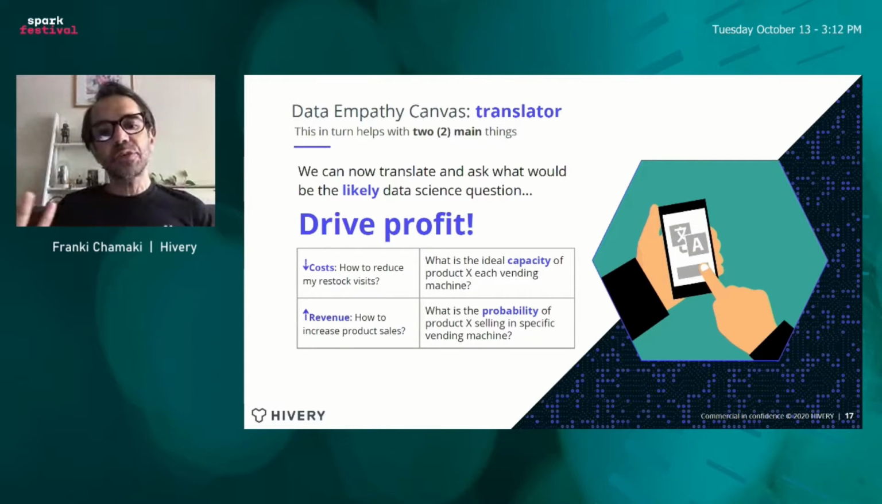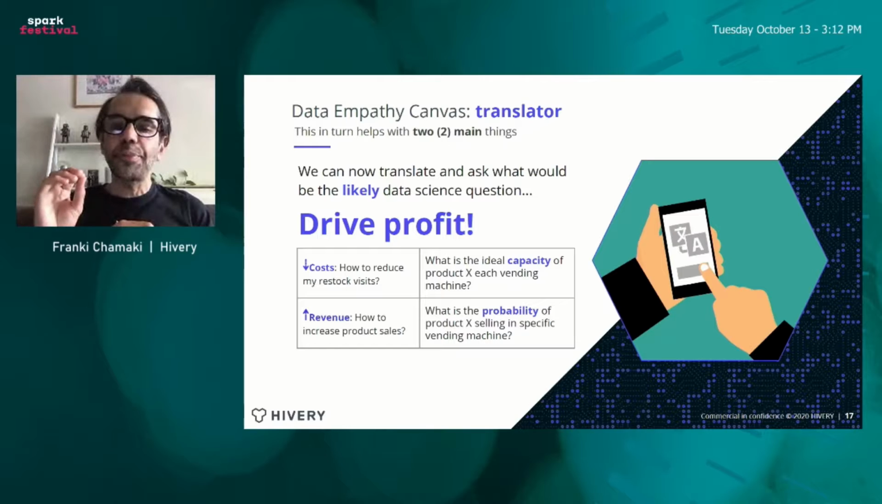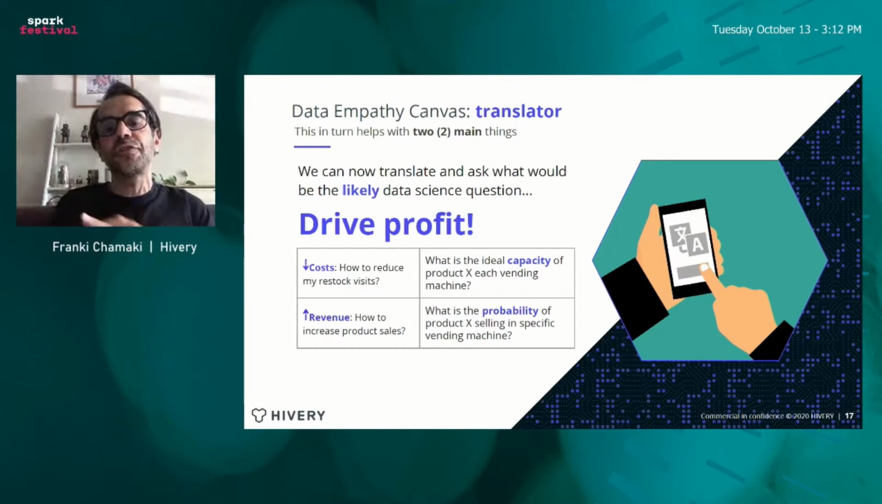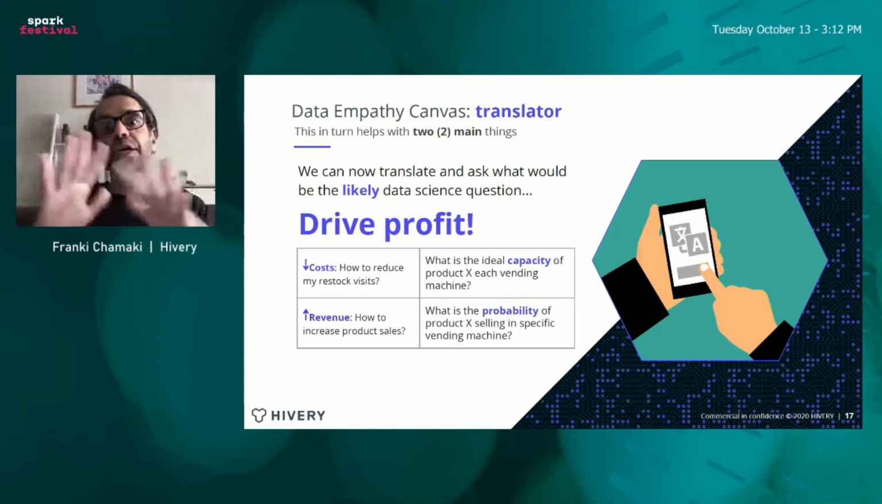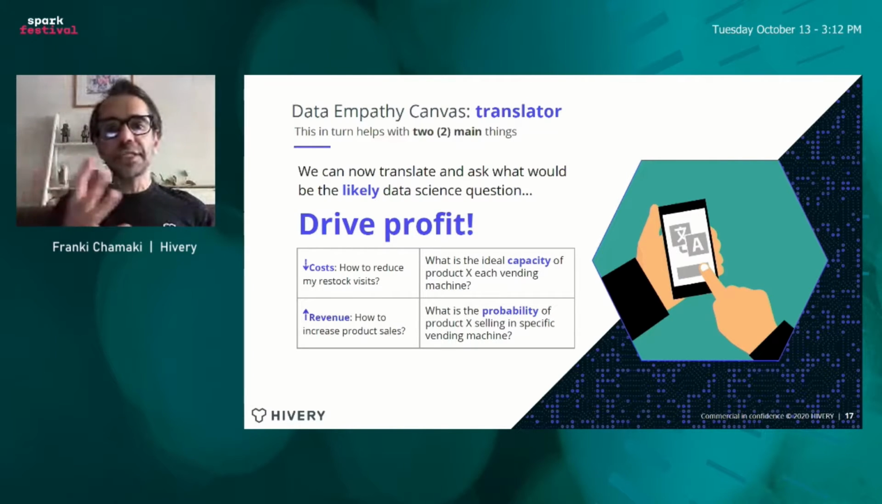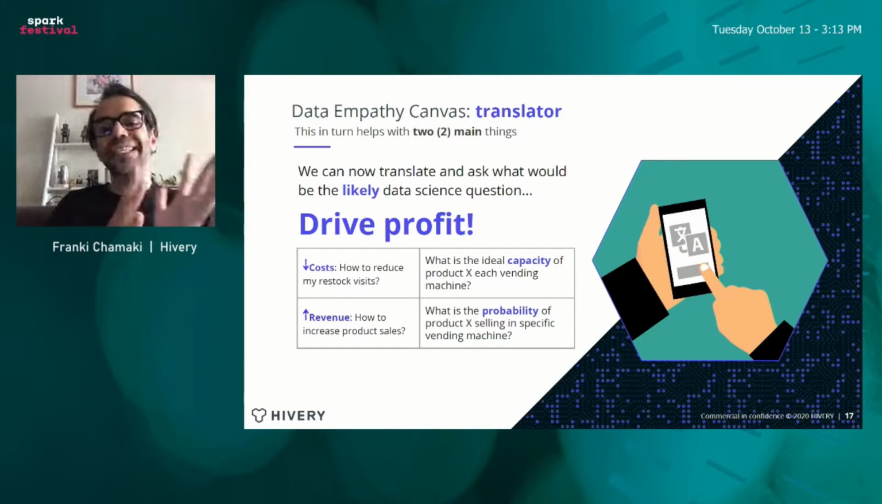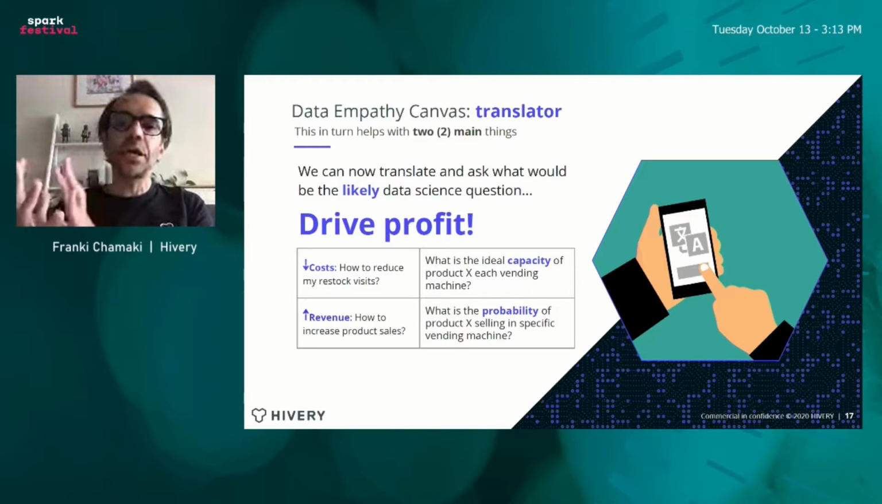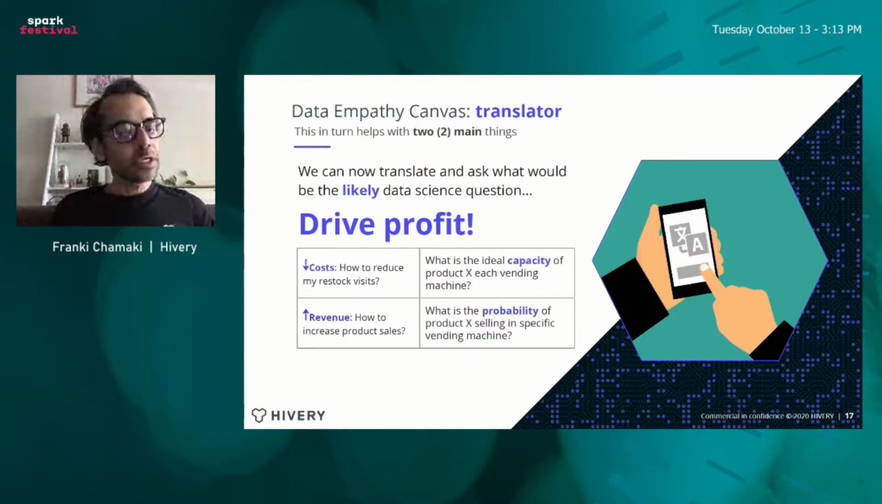The next question is around revenue, right? From a data science question, it's: what is the probability of product X selling in that vending machine? This is where machine learning is great, in that I can predict what individual products would sell in individual vending machines and come up with an optimized assortment. So now you see we have the goal, which is drive profit. There are two fundamental drivers, cost and revenue, and then we translated it into a data science question. So let's go further in this.